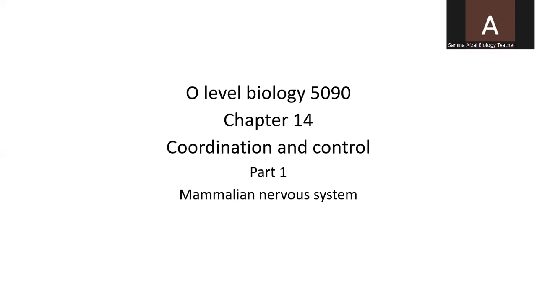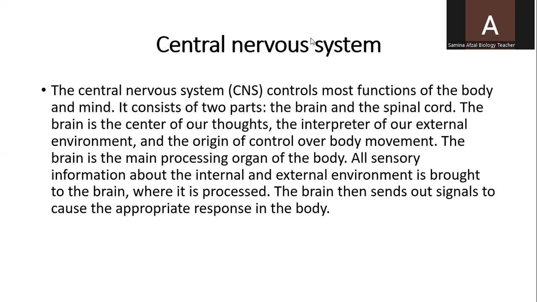O-Level Biology 5090, Chapter 14, Coordination and Control, Part 1, Mammalian Nervous System. Our nervous system consists of two parts, the central nervous system and the peripheral nervous system.